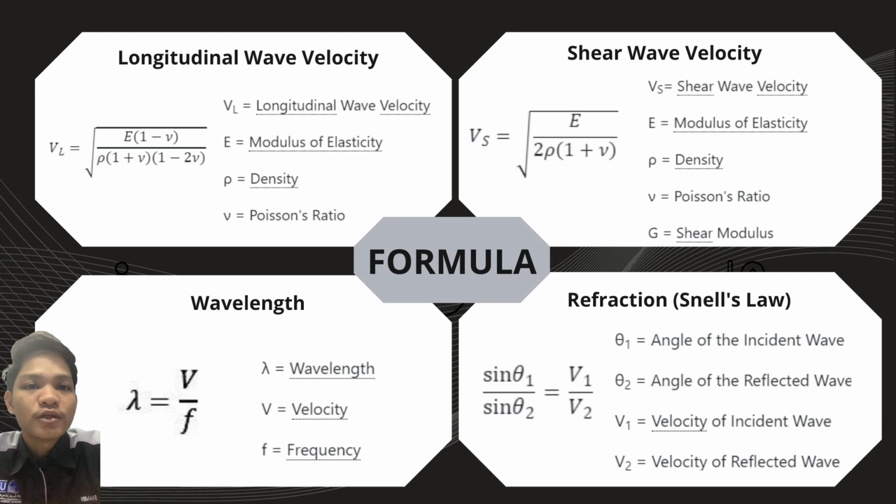Lambda is wavelength, V is velocity, and F is frequency. The next formula is refraction, or Snell's law, which is sin theta 1 divided by sin theta 2 equals V1 divided by V2, where theta 1 is the angle of the incident wave, theta 2 is the angle of the reflected wave, V1 is velocity of the incident wave, and V2 is velocity of the reflected wave.